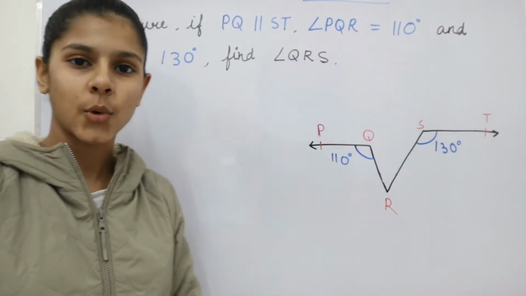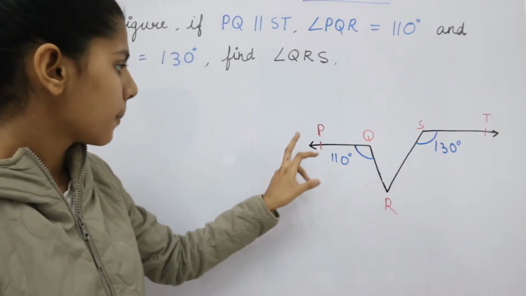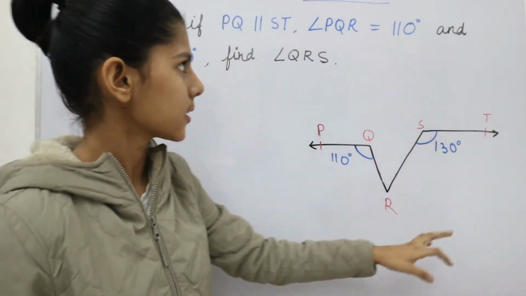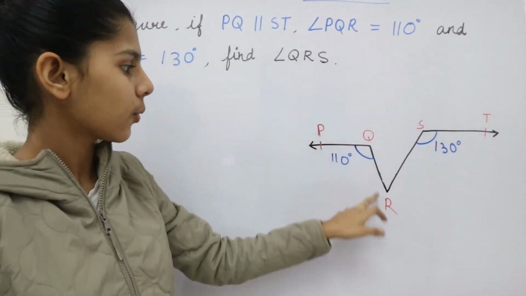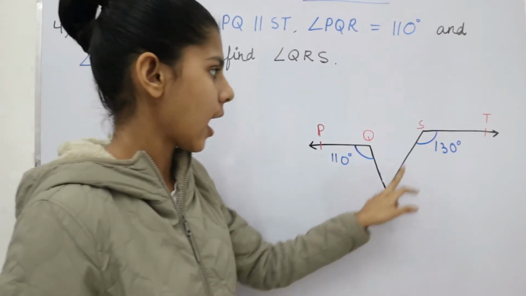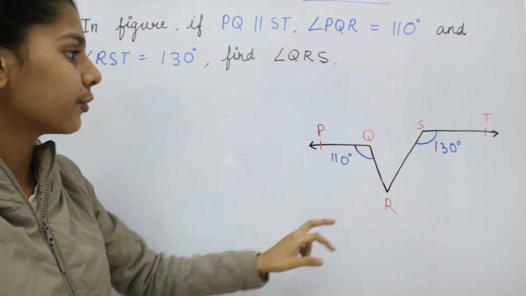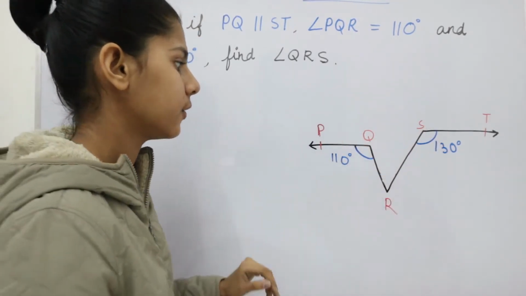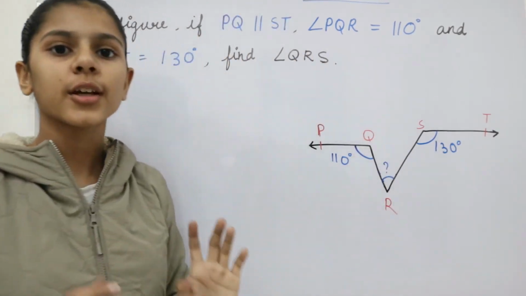So friends, let's do one more question. It is in figure, if PQ is parallel to ST, and angle PQR is 110 degree and angle RST is 130 degree. Find QRS. So we have to find QRS, means this angle we have to find out. This one. So how are we going to find it out?